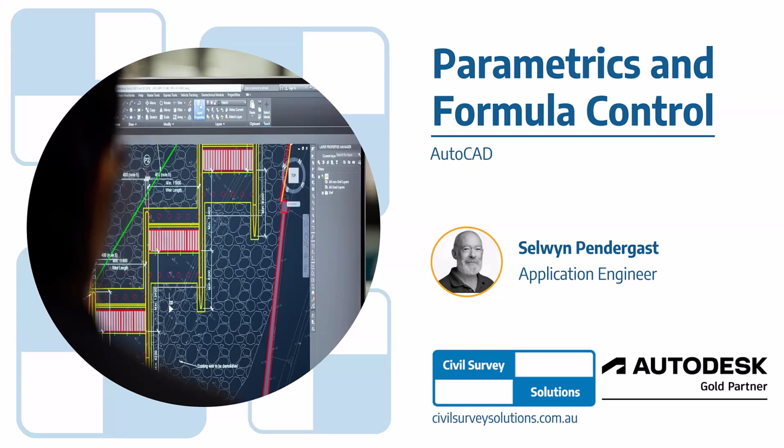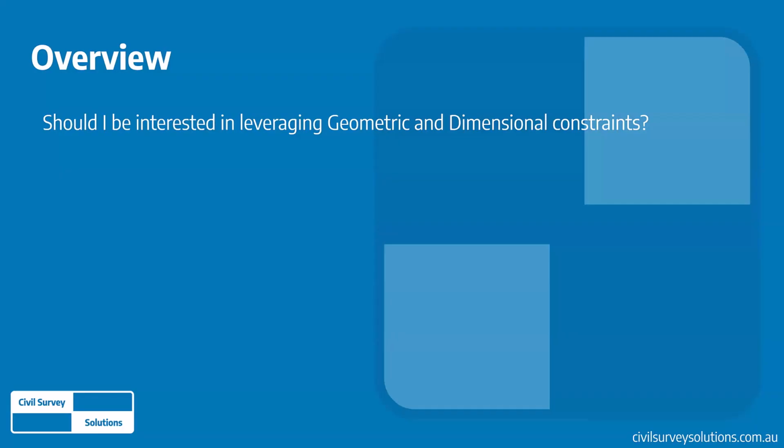Welcome everyone to Parametrics and Formula Control. We're going to be looking at parametric drawings in AutoCAD. So what are parametrics? Should you be interested in using constraints? Basically, with a parametric drawing, we're able to create constraints in our drawing and make things work.